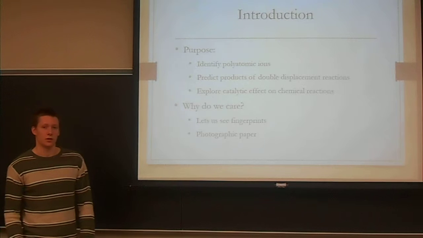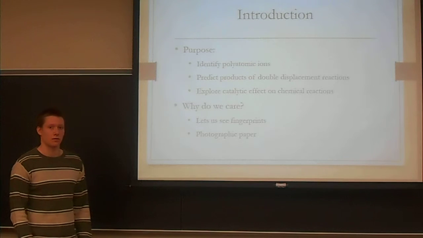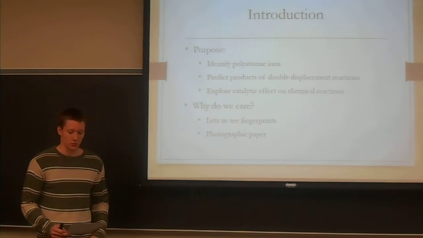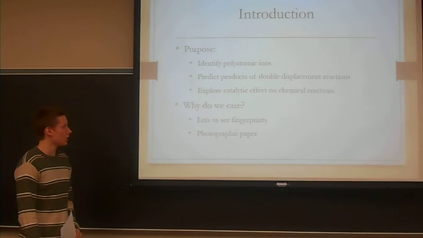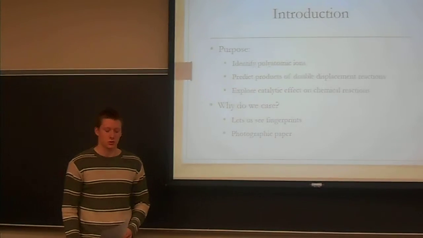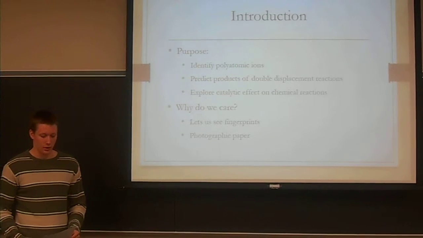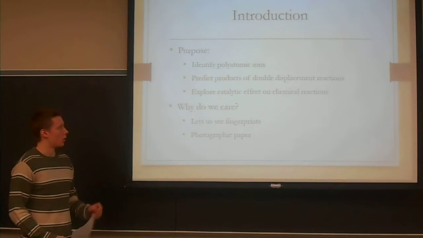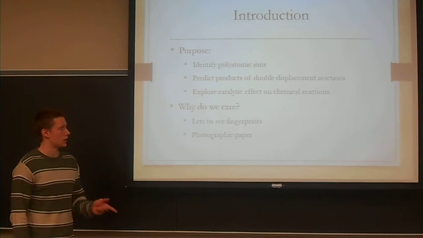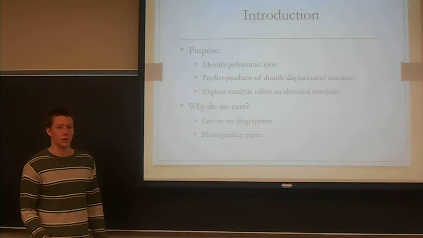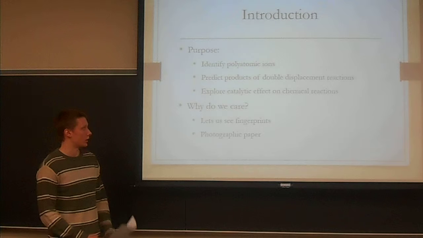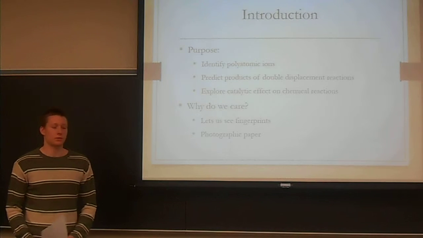So, the purpose of the experiment was to identify polyatomic ions, and polyatomic ions are covalently bonding groups of atoms that have a charge. Another purpose was to predict products of double displacement reactions. In a double displacement reaction, one cation from one molecule joins with the anion from another one, so they switch. We were also exploring catalytic effect on chemical reactions.